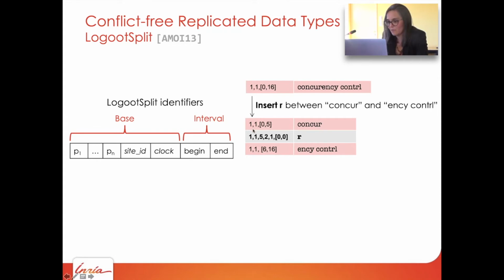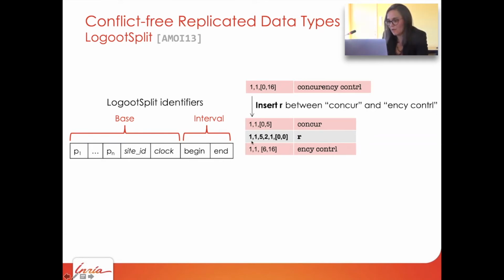And here we have the identifiers of this block and of this block. They contain the same base as the original block we see here. Then the interval is split at the position of insertion. So here we have the identifier from 0 to 5, and for the second block, we have the interval from 6 to 16. And then we have to insert an R in between. So this will be another block.